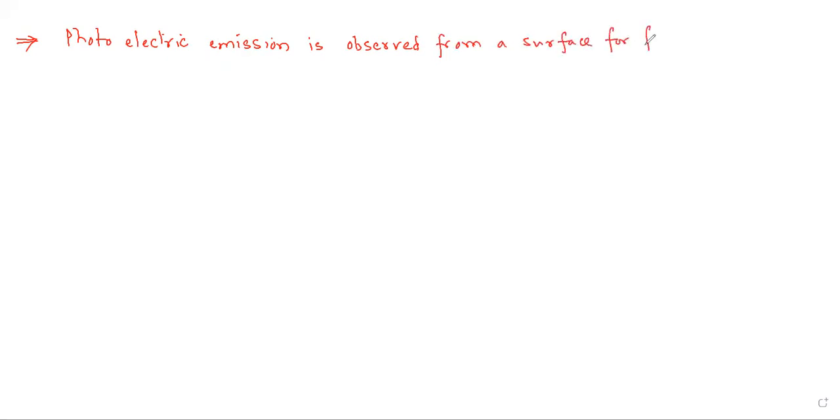Now, let us take one more question. Again, an interesting one. Photoelectric emission is observed from a surface for frequencies nu1 and nu2. The kinetic energy in the two cases are in the ratio 1 is to k.